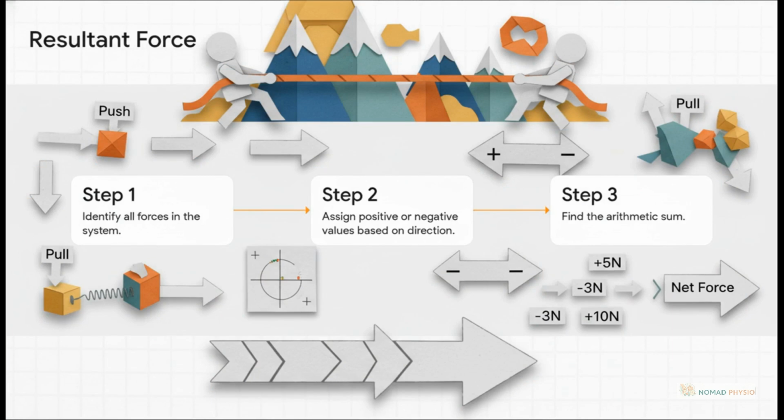We find what's called the resultant force. It's way easier than it sounds. It's just 3 steps. First, you just identify all the forces in the game. Second, you pick a direction to be positive. Let's say pulling to the right is positive. That means any force pulling to the left is negative. And third, you just do the math. Add them all up.